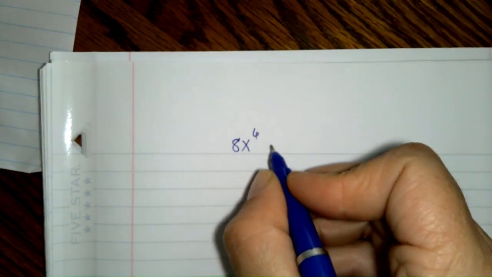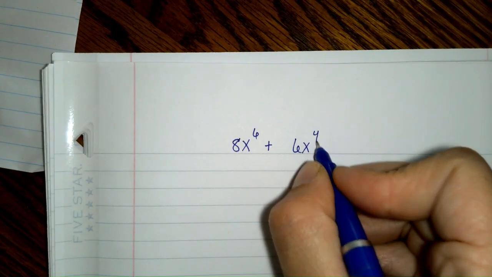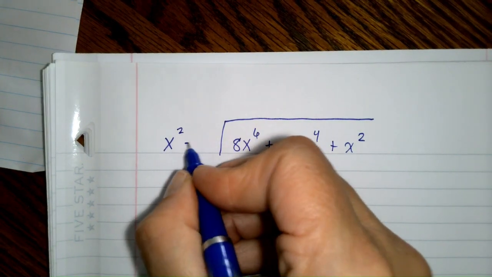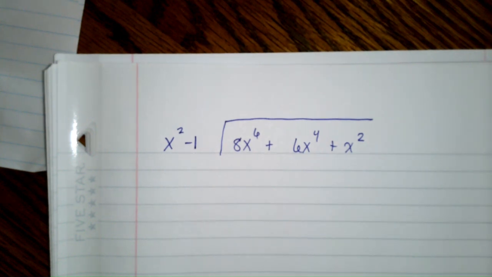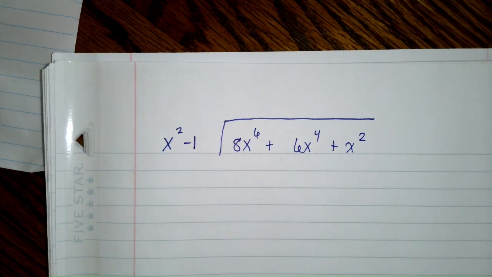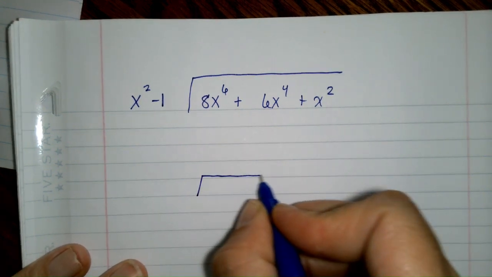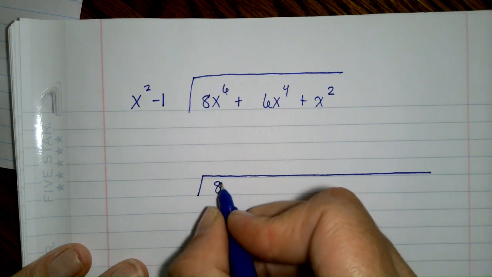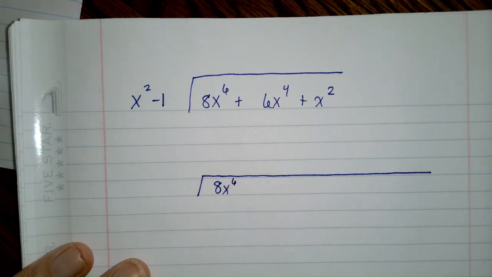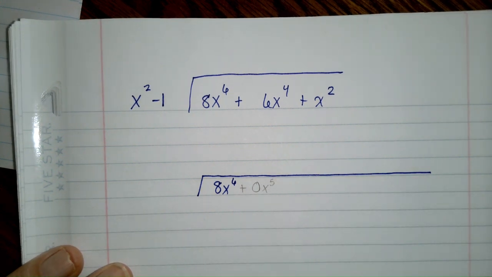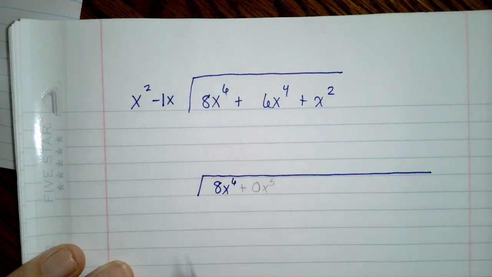Let's say you have 8x to the 6th plus 6x to the 4th plus x squared divided by x squared minus 1. In this case, I'm going to overuse placeholders out of abundance of caution. Okay? This one cannot be done synthetically. It has to be done long. So we had 8x to the 6th. They skipped x to the 5th. I'm going to go ahead and make this minus 1x as well.